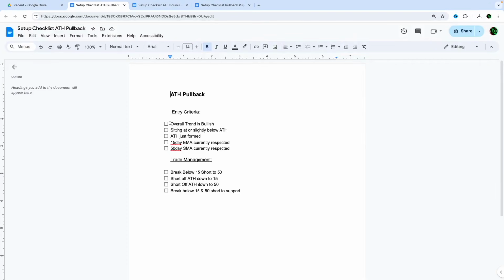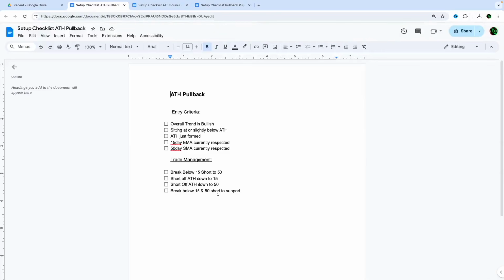Now, as far as the trade management, with this specific ATH pullback setup, we want to either play a break below the 15 and short to the 50, okay? So break below the 15-day EMA, short to the 50. We want to short off the all-time high down to the 15. We want to short off the all-time high down to the 50, or we want to play a break below the 15 and 50 and short to support.